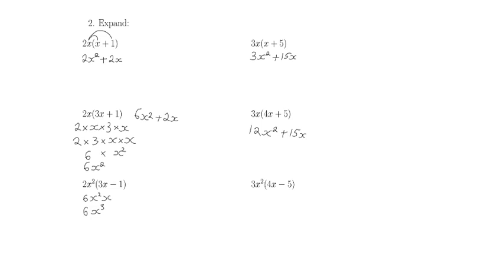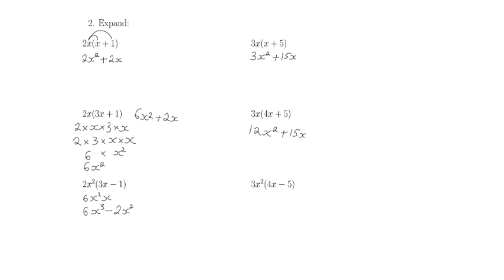Now we have to do 2x squared multiplied by this 1 here, so that makes just 2x squared. And because we've got subtraction in the question, we will keep that, and the answer is 6x cubed subtract 2x squared.